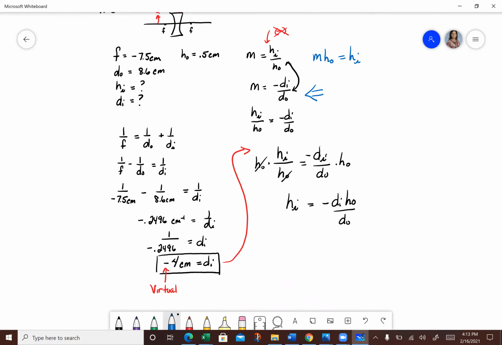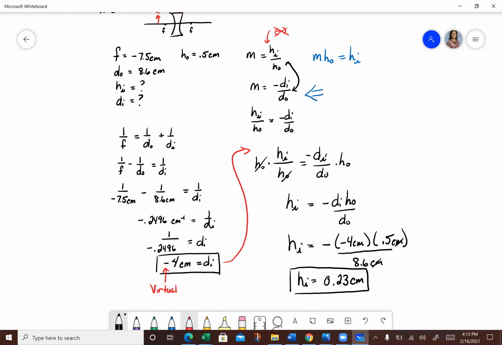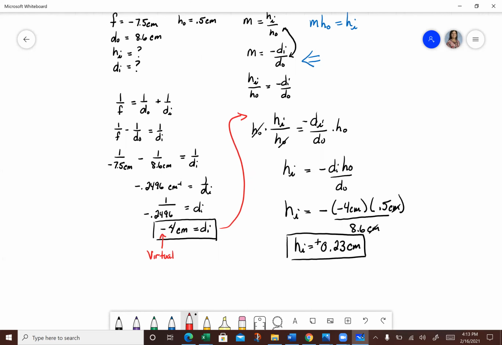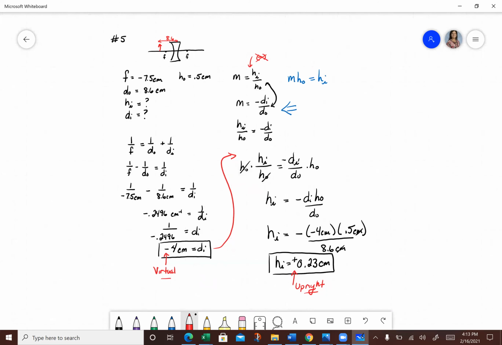Either one is fine. So if I complete it this way, HI equals negative negative 4 centimeters times HO, which is 0.5 centimeters, all over DO, 8.6 centimeters. One of your centimeters cancels, you end up with units of centimeters, and I get HI to be 0.23 centimeters. Now, we recognize when there's a negative, but we don't really recognize that this came out to be positive. What that positive means is it is upright, which matches what we should get for this type of lens.